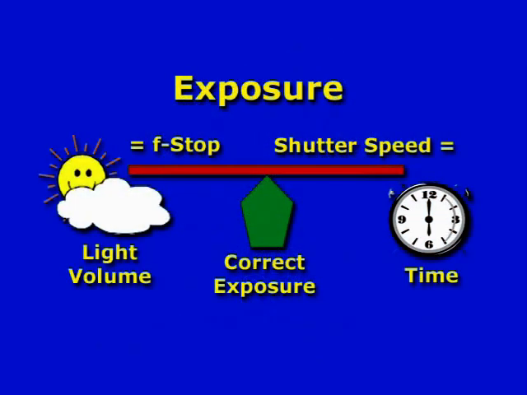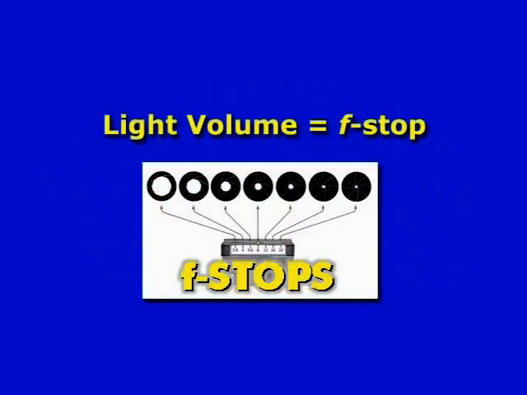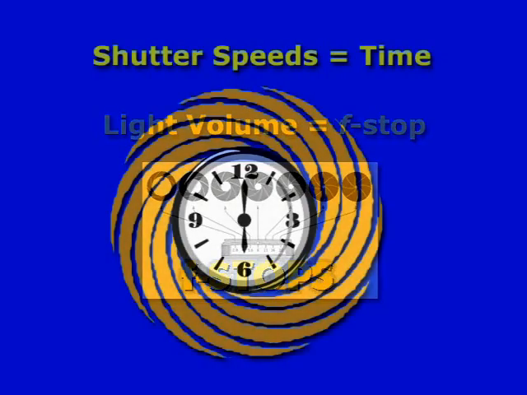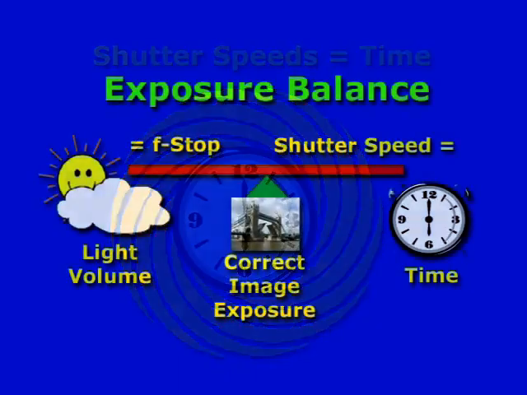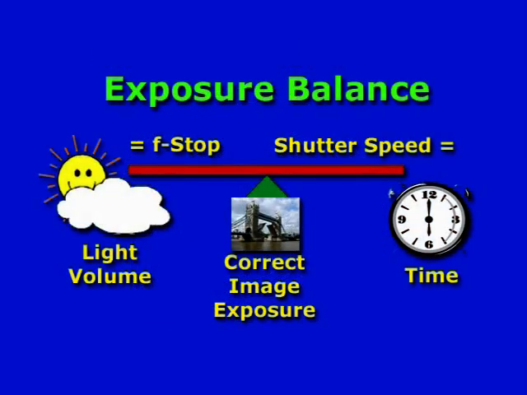F-stops and shutter speeds work together to control the amount of light that reaches the electronic sensor built into your camera. An f-stop determines the size of the hole the light passes through, and your shutter speed the amount of time that light is allowed to reach the sensor. With the right f-stop and the right shutter speed, your picture will be correctly exposed, not too light and not too dark.